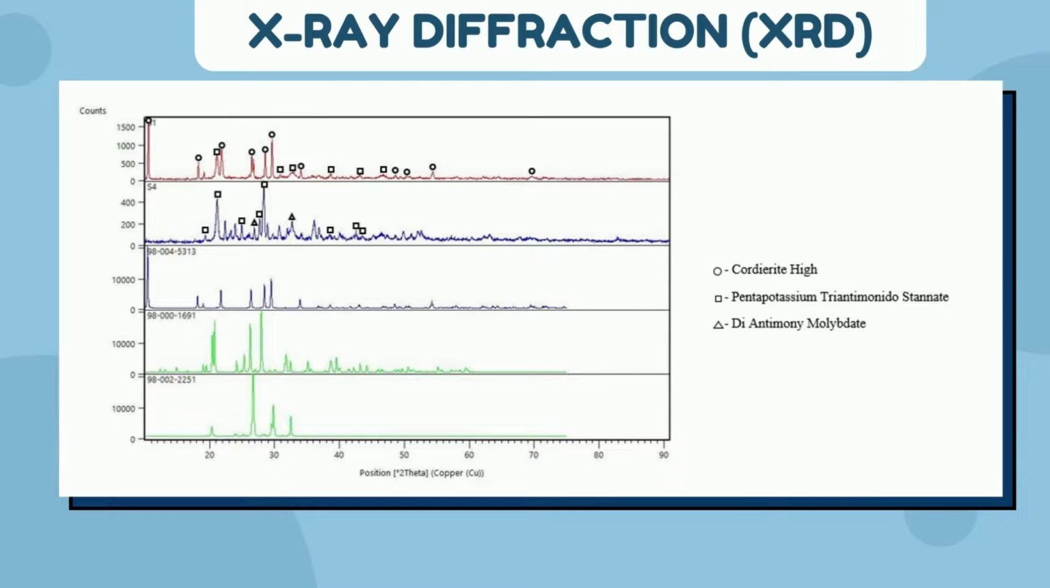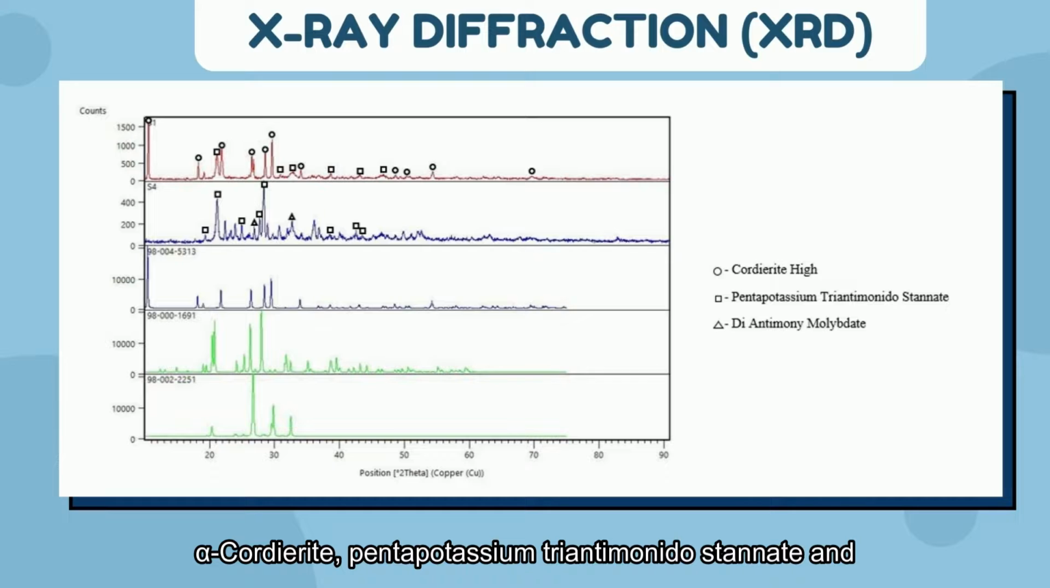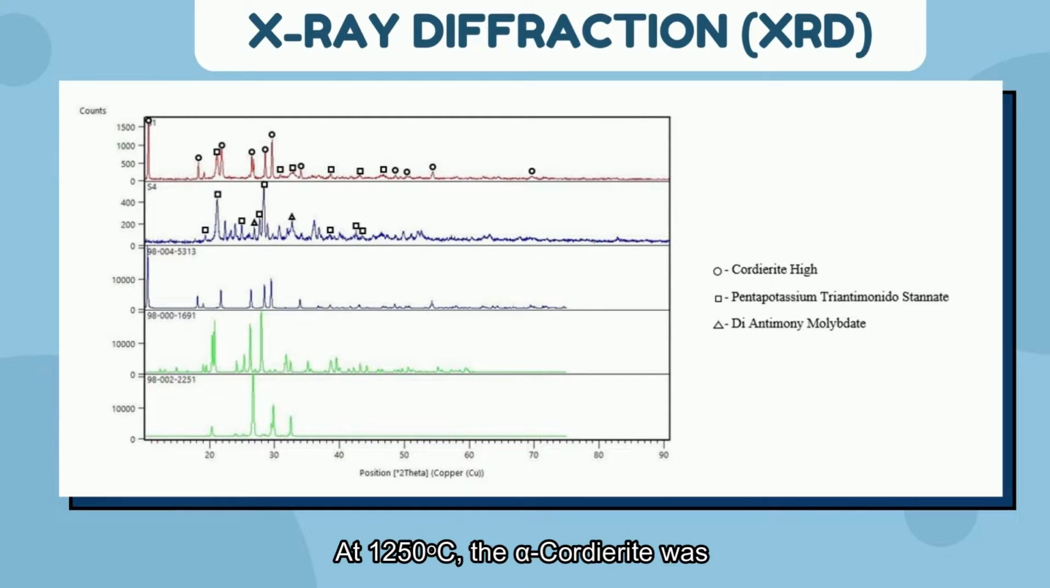hours as dwell time. The phases that exist in sample 1 and sample 4 are alpha cordierite, pentapotassium triantimonidostannate, and diantimony molybdate. At 1250 Celsius, the alpha cordierite was the dominant phase for sample 1, while the pentapotassium triantimonidostannate was dominant for sample 4. Based on the XRD testing, the intensity for S1 and S4 is very low due to the fast scan rate. If the sample has a minor phase, the highest peak will be diffracted, but certain peaks will not be diffracted.